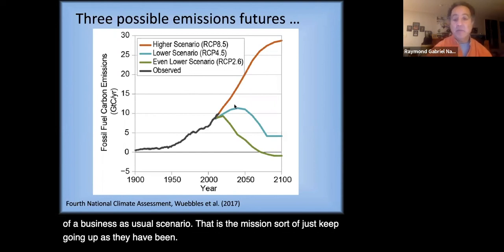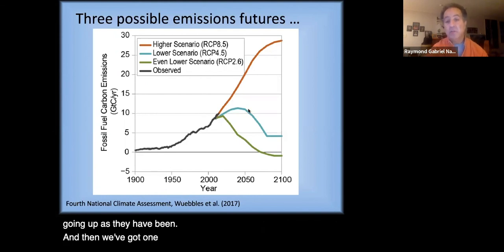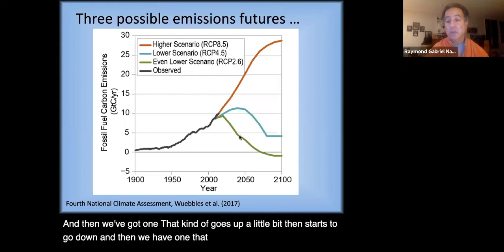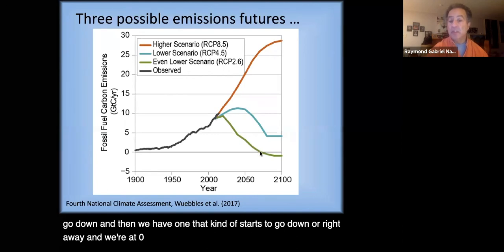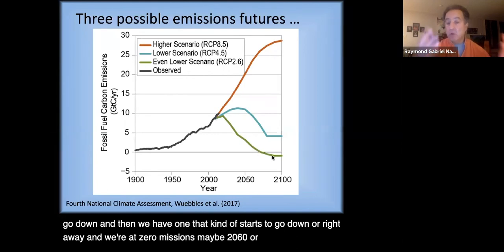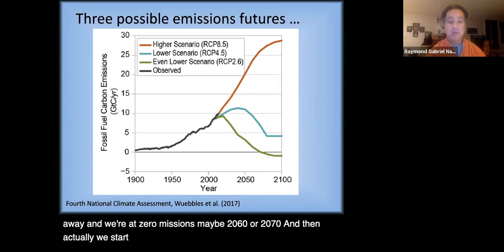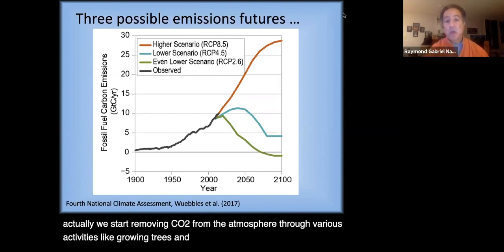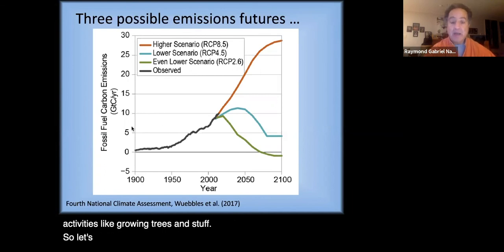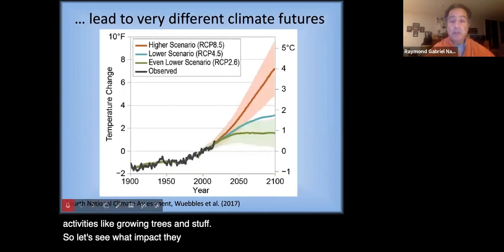And then we've got one that kind of goes up a little bit, then starts to go down, and then we have one that starts to go down right away, and we're at zero emissions in maybe 2060 or 2070, and then actually we start removing CO2 from the atmosphere through various activities like growing trees and stuff. So let's see what impact they have. They're actually quite different.